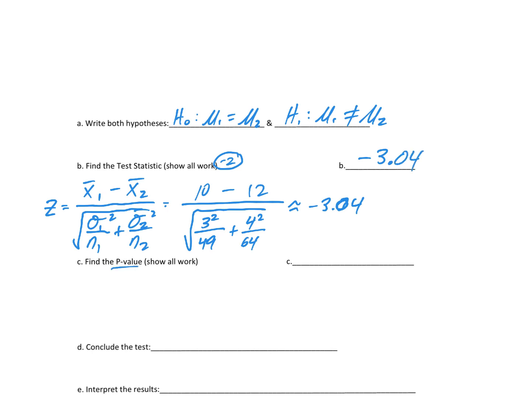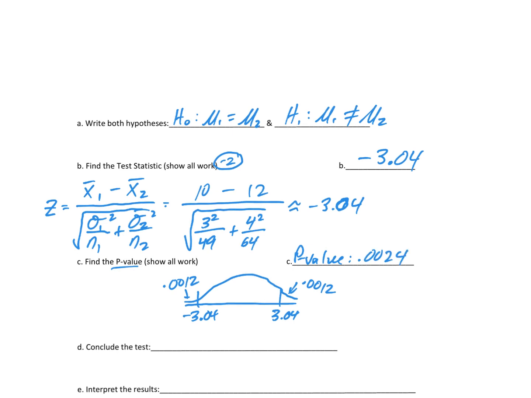Now, finding a p-value is not the same with z. You guys, for z, have to draw a standard normal curve. Negative 3.04 is right here. But remember, since it's not equal to, it's a two-tail test, so you have to also do positive 3.04. Looking up on your z-score chart, this little piece right here is 0.0012. So since it's symmetrical, this is also 0.0012. Our p-value then, ladies and gentlemen, is the addition of those two together, which is 0.0024.